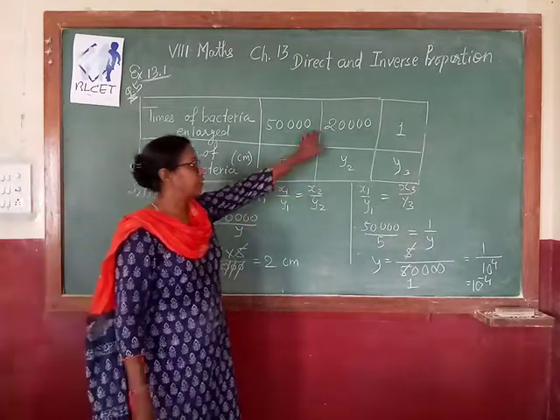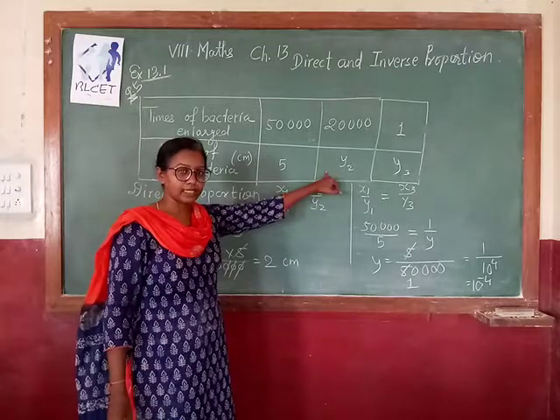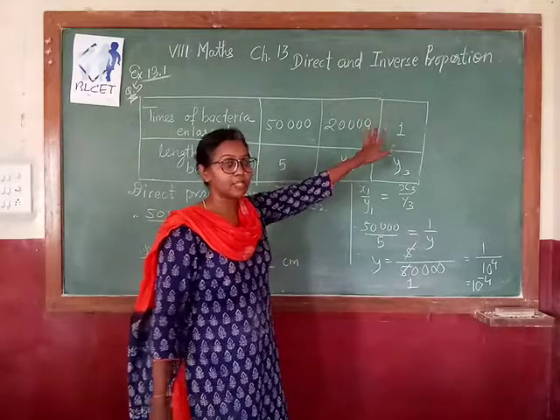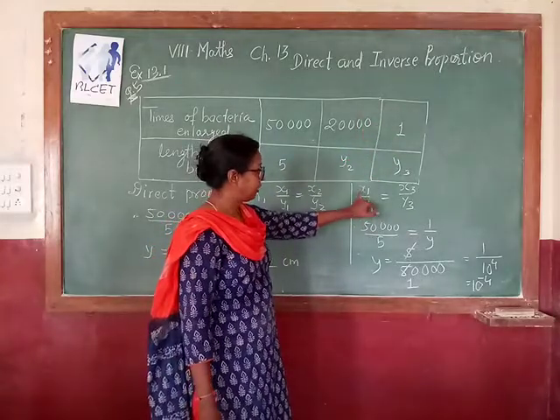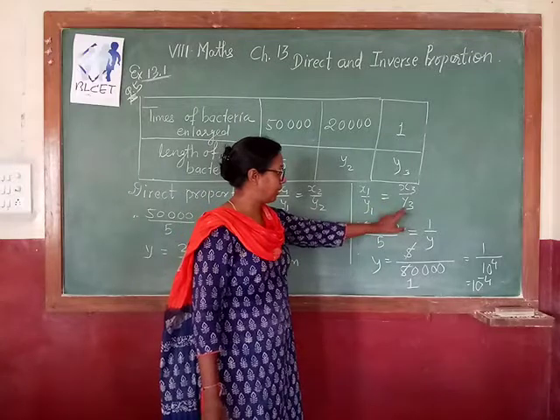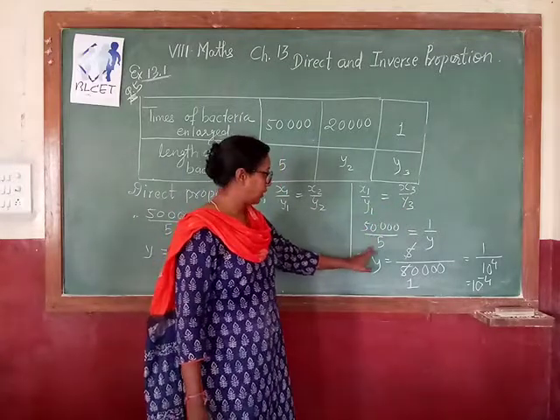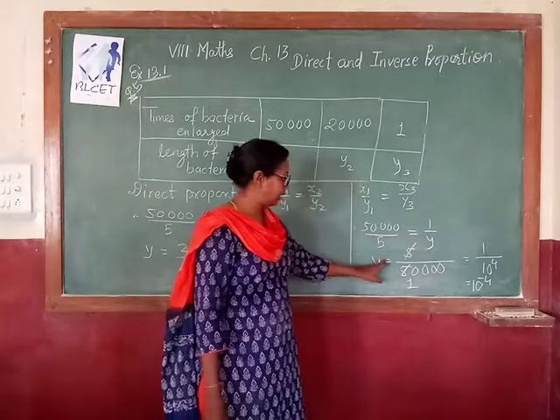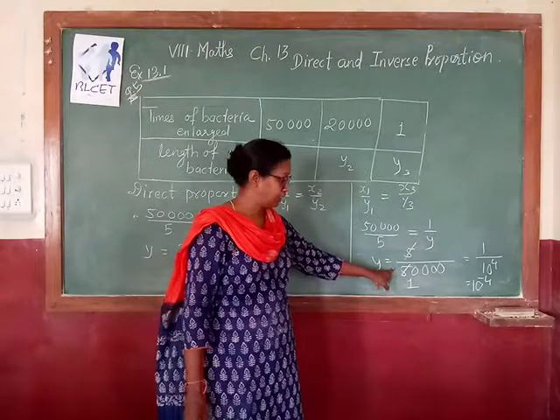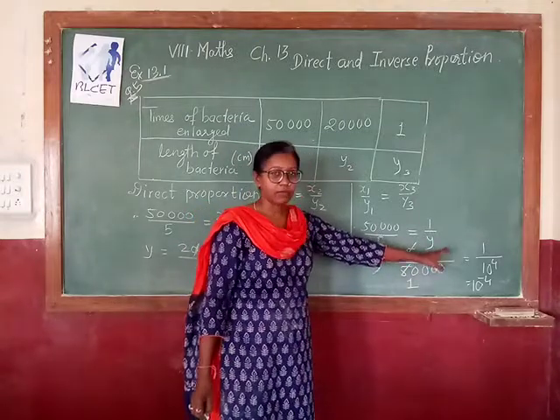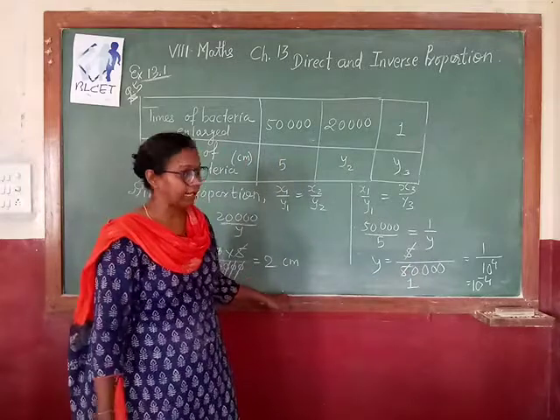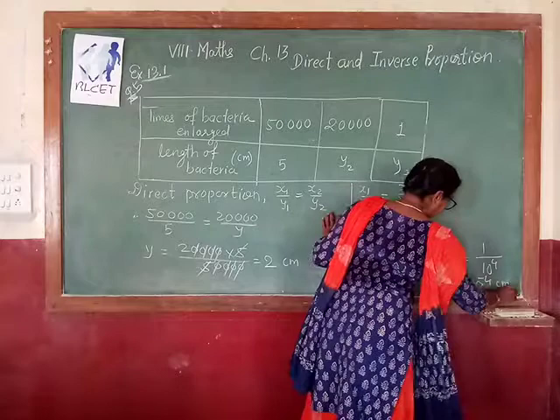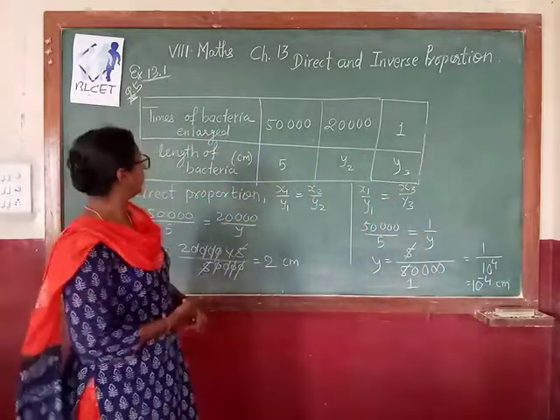So if you enlarge the photograph 20,000 times, then the length of this bacteria is 2 cm. Now if you are enlarging only one time, this is the actual length that we want to find. So for that x1 upon y1 is equal to x3 upon y3. Substitute the values. 50,000 divided by 5 is equal to 1 divided by y. We want to find this value. So y is equal to 5 divided by 50,000. That is 1 divided by 10 to the power 4. So you can write in terms of negative power, that is 10 to the power minus 4 centimeters. So this way we can solve question number 5. Thank you.